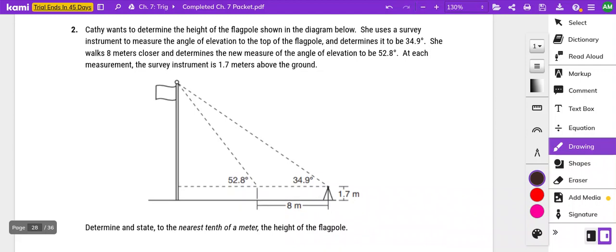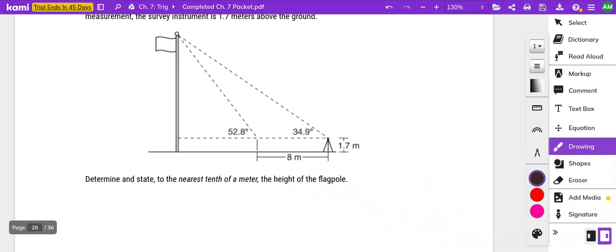Kathy wants to determine the height of a flagpole shown in the diagram below. She uses a survey instrument to measure the angle of elevation to the top of the flagpole and determines it to be 34.9 degrees. She walks 8 meters closer and determines the new measure of the angle of elevation to be 52.8 degrees. At each measurement, the survey instrument is 1.7 meters above the ground. Determine and state to the nearest tenth of a meter the height of the flagpole. So here's the height of our flagpole, and we're going to put an X over here because that's our ultimate goal.